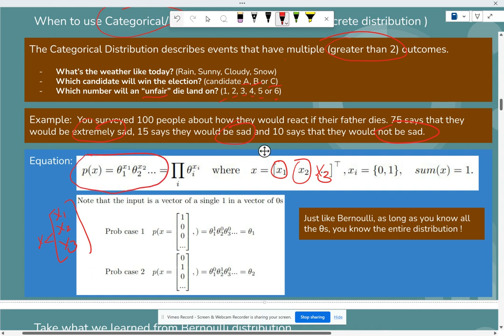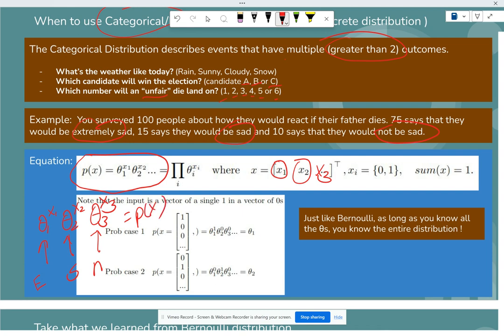P of x is equal to this, and depending on the number of categories, in this case there are three categories, so we're going to have theta 1 x1, theta 2 x2, theta 3 x3. So this right here is the probability of extreme sadness. This is regular sadness, and this is not sad. This is the probability distribution. So what you will input into x is a vector of x1, x2, x3.